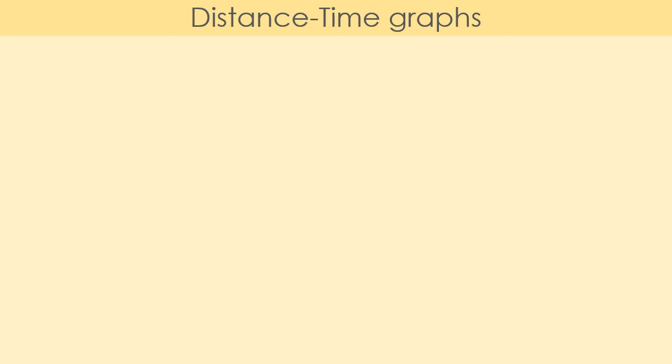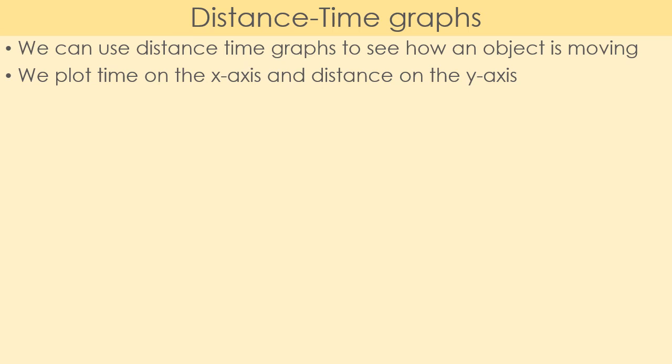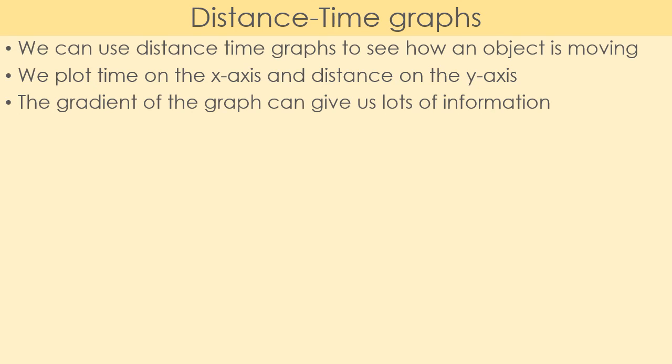We're now going to have a look at distance time graphs. And we can use distance time graphs to see how an object is moving. And we can get an idea of its speed and whether it's resting just by looking at the graph. Now we plot time on the x-axis and distance on the y-axis. The gradient of the graph, so how steep the line is that we draw, can give us a lot of information.